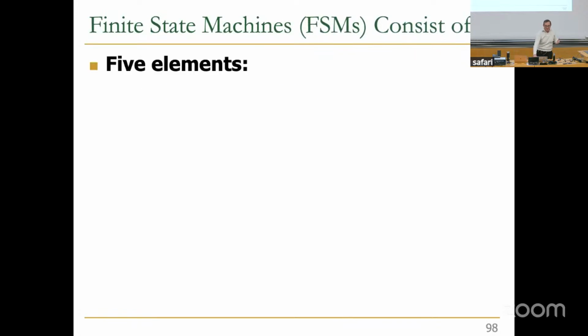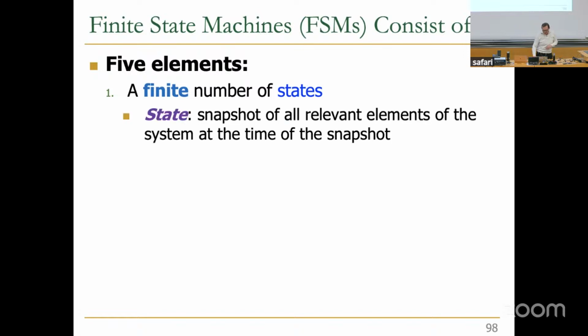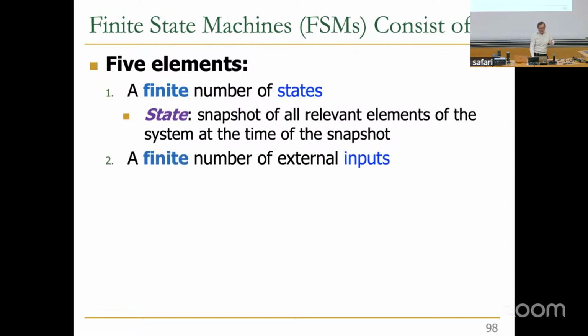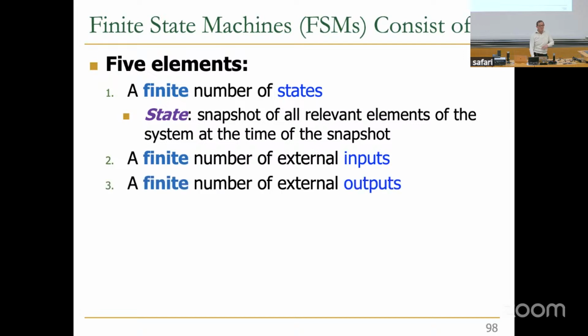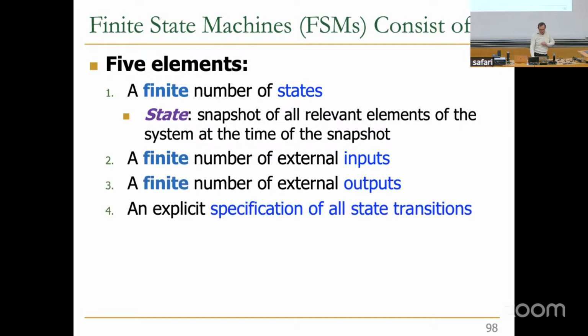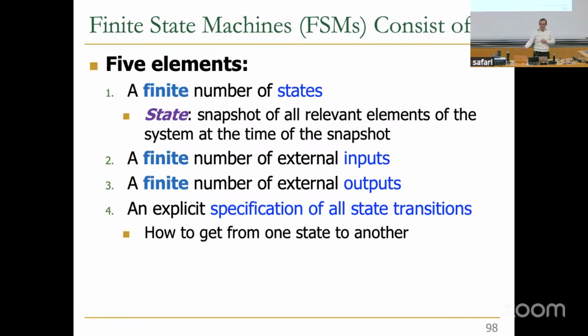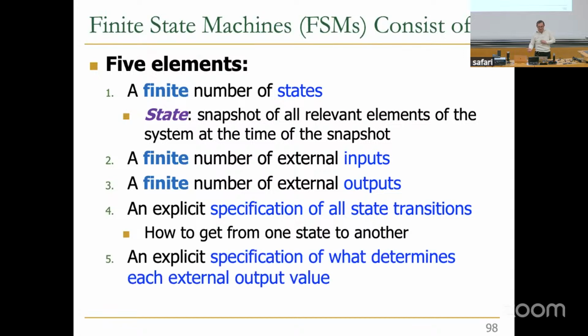So it consists of 5 elements. I'll go through this quickly. A finite number of states. That's why it's called finite. Infinite is something that we cannot think about and design. State is essentially the snapshot of all relevant elements, as we've discussed. A finite number of external inputs. A finite number of external outputs, as we will see. An explicit specification of all state transitions, how to get from one state to another. And an explicit specification of what determines each external output value, essentially how you generate the output. Okay? So it's really a combination of sequential and combinational logic.